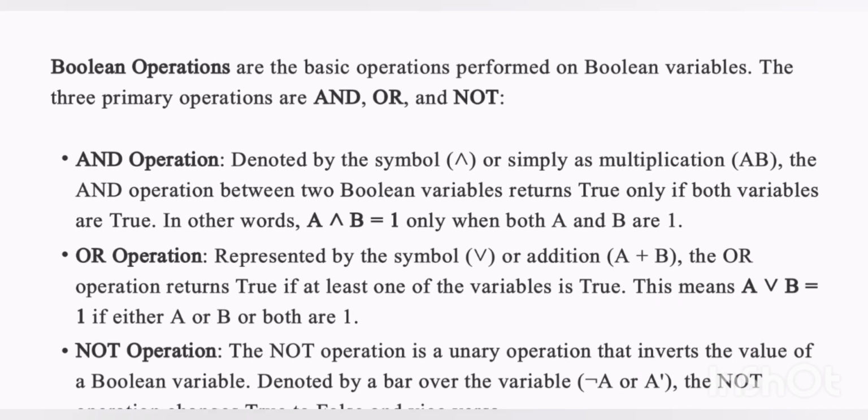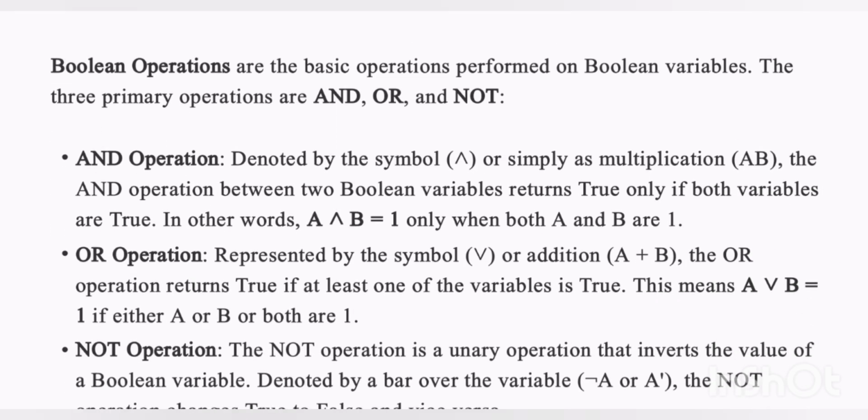AND operation, denoted by the symbol, or simply as multiplication, AB. The AND operation between two Boolean variables returns true only if both variables are true. In other words, A AND B is 1 only when both A and B are 1.